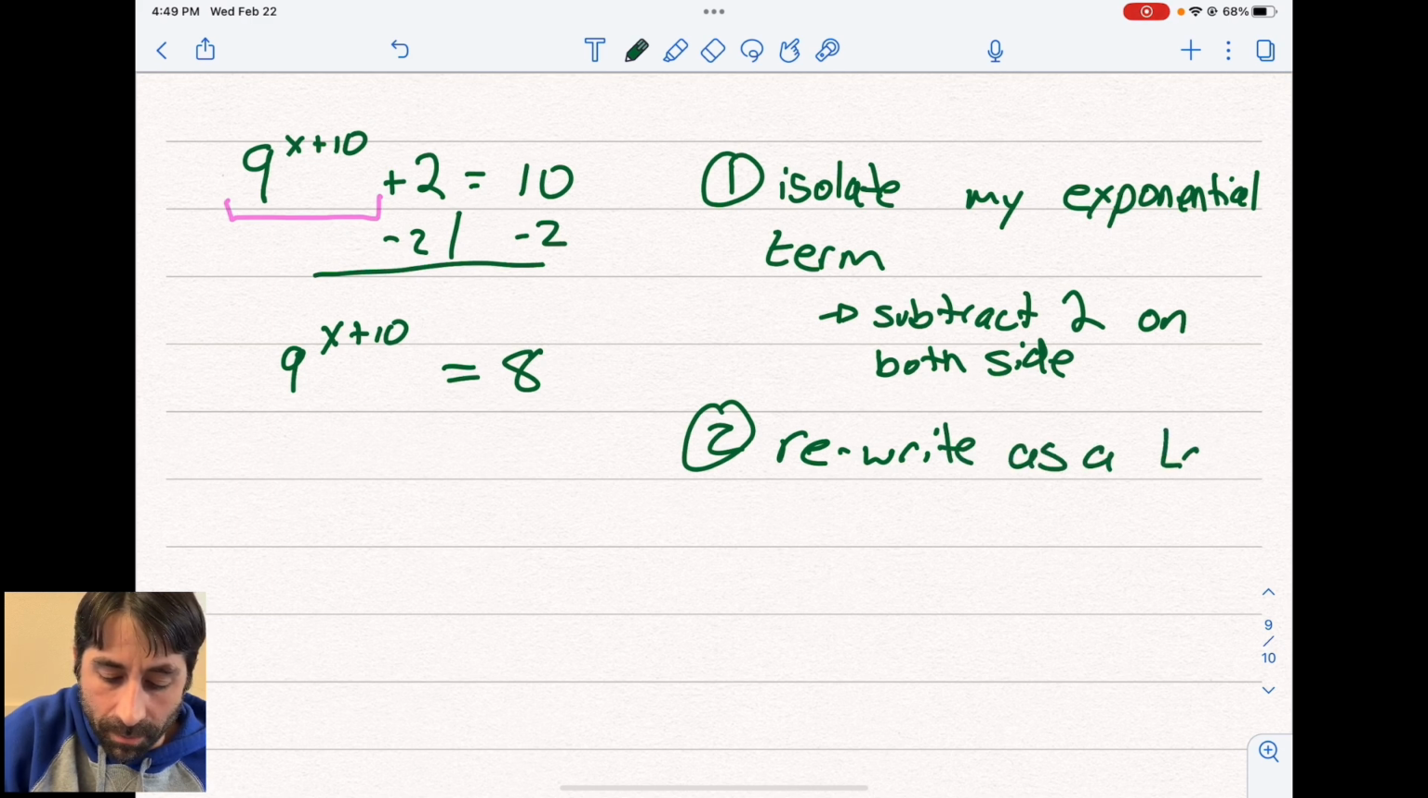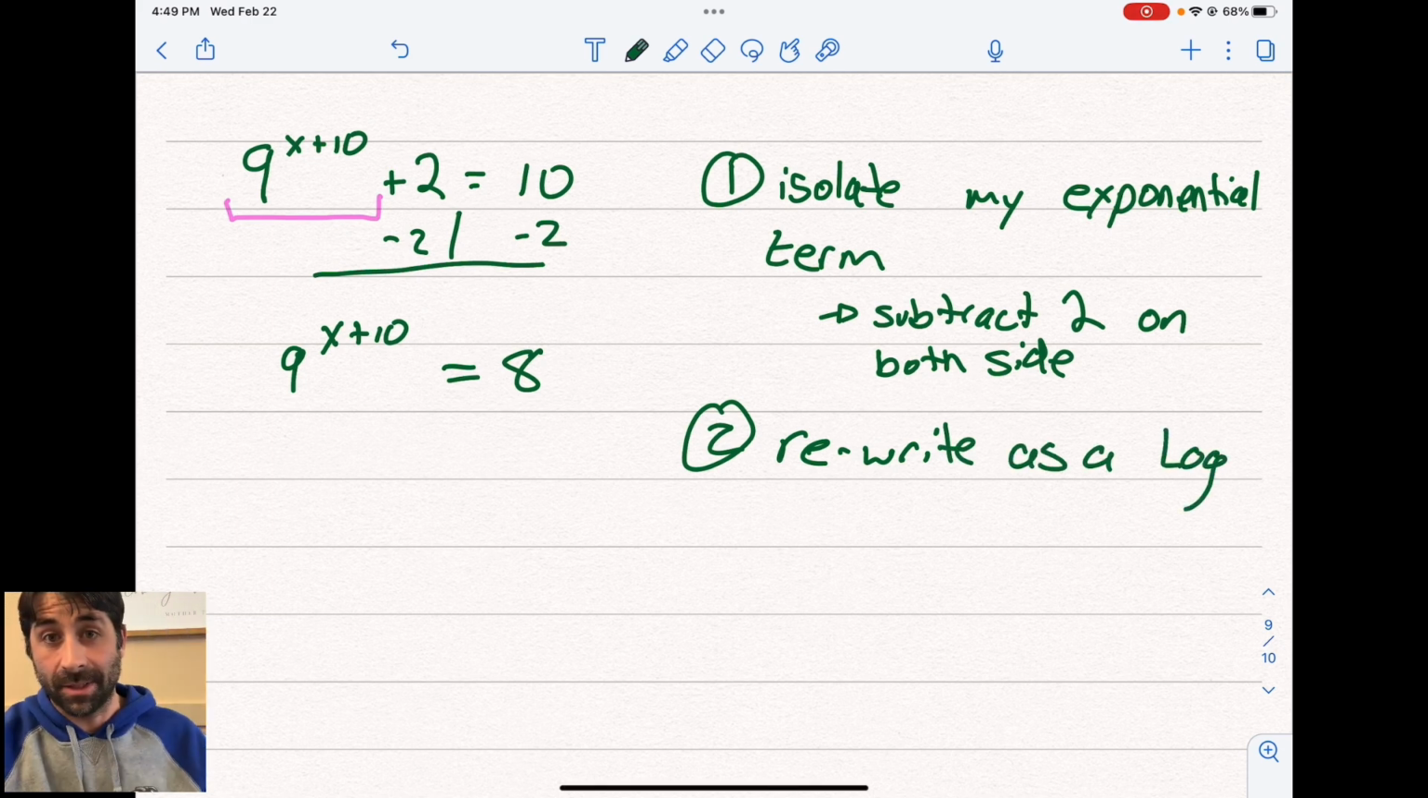as a log. Okay, so on the last example, if we were given a log, we would rewrite it as an exponent. Now our variable is in the exponent, and if we rewrite it as a log, our variable shows up in a place in the equation where it's really easy to solve. So again, I'm going to walk through how I remember how to do this every single time. Okay, so the base of the exponent becomes the base of the log.